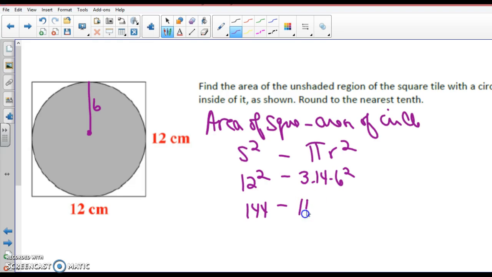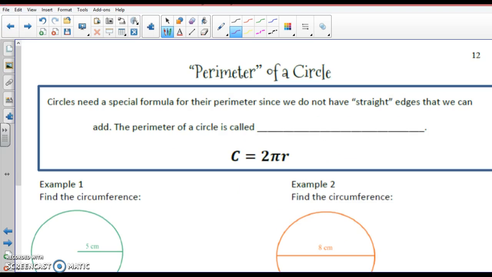And I get 113.04. And then I'm going to subtract that from 144, and I end up with 30.96 centimeters squared. All right.